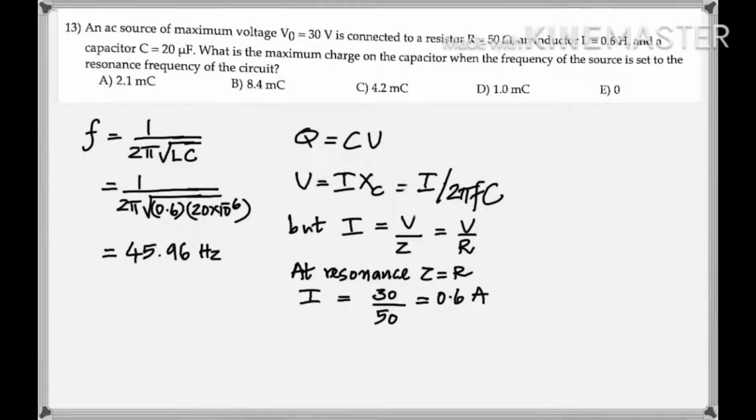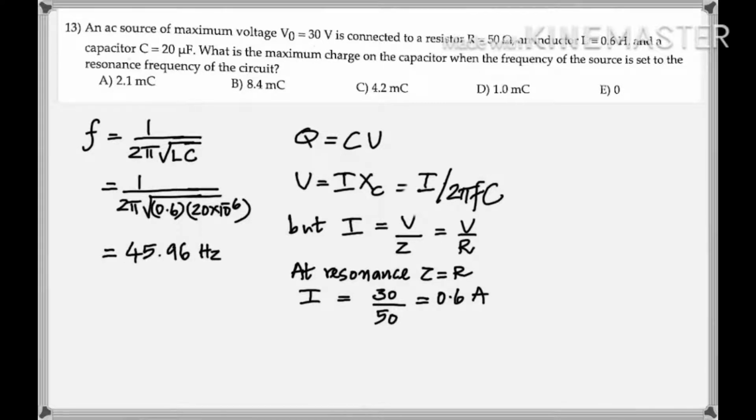Now, as I told you, to find the charge, we're going to have to use Q is equal to C times the voltage, and the voltage is I XC, where XC is the capacitive reactance. And the capacitive reactance is 1 by 2 pi FC. It's right here, 1 by 2 pi FC. And the current is, of course, voltage by the impedance.